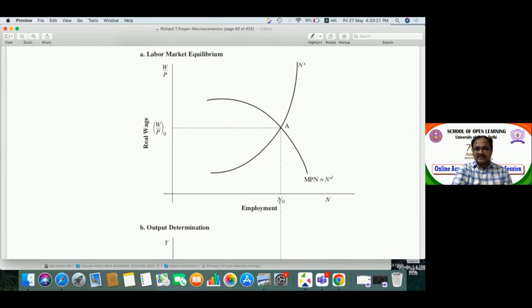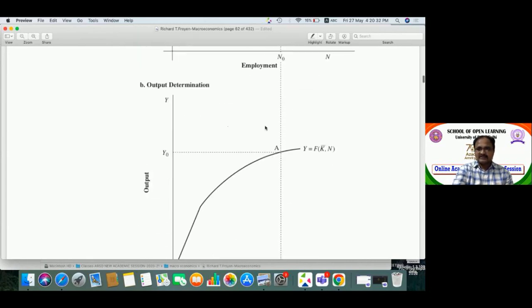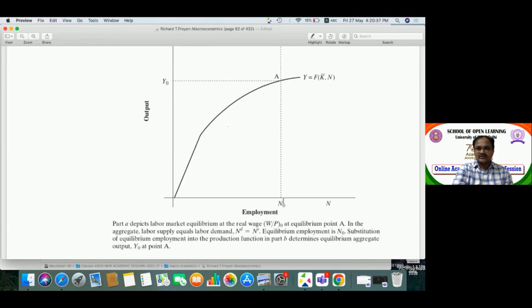Here, at the level of labor N0, the wage rate is W by P. Got it? So ND is equal to a function of W by P, that is the demand curve, and NS is equal to a function of W by P. Both are equal at a particular point. This is the equilibrium level of employment. So at this labor input N0, what is the output? The output is Y0.